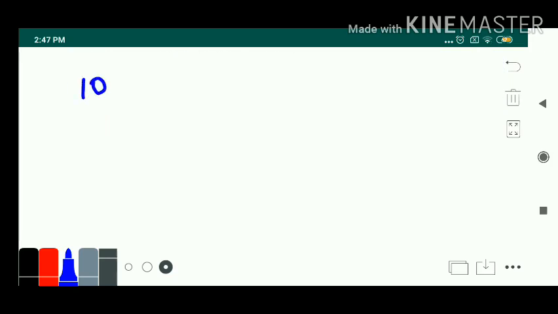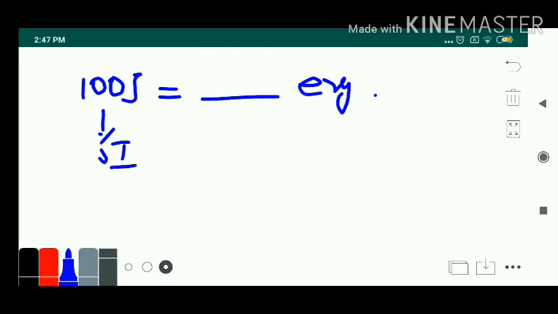The question is, 100 joule is equal to how many erg? That means joule is in the SI system, guys, and erg is in the CGS system. That should be known. So how can I convert? And joule is a unit of what? Energy. And what is the dimensional formula of energy? ML square T raised to minus 2.